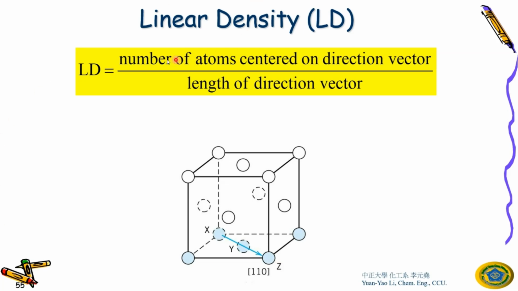On the top is a number, right? So it's nothing. Divided by the length. This is the dimension. Okay, the unit of the linear density is, you can write, nanometer to the power minus 1.